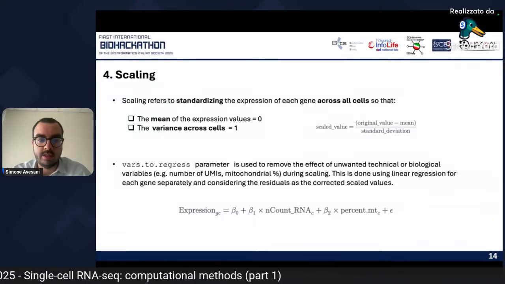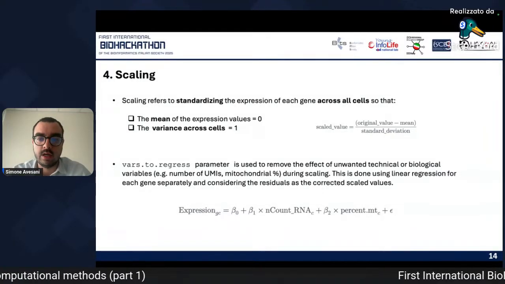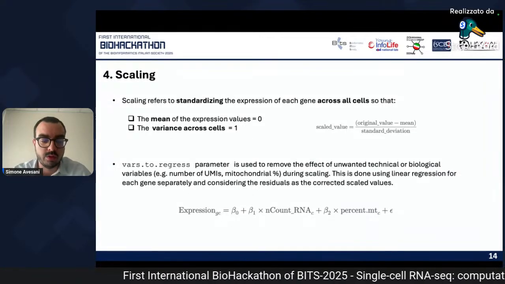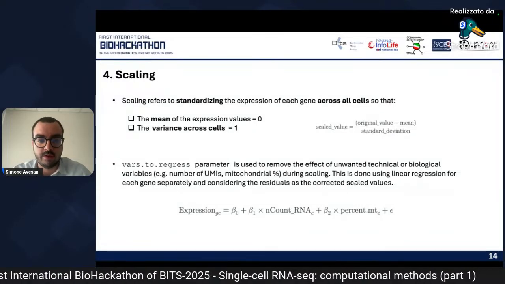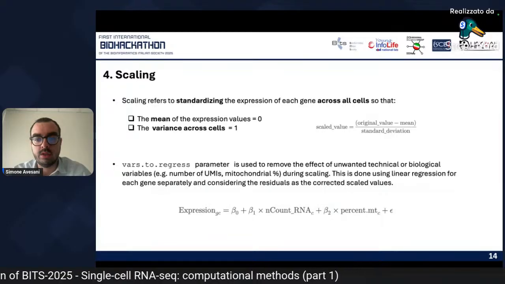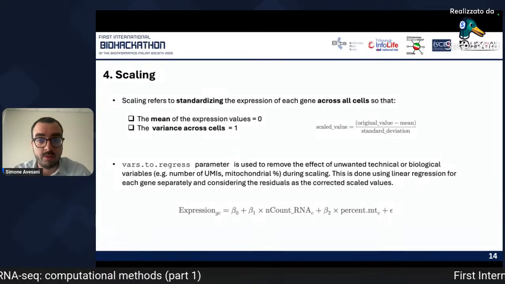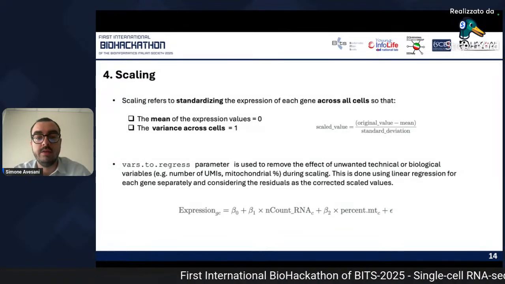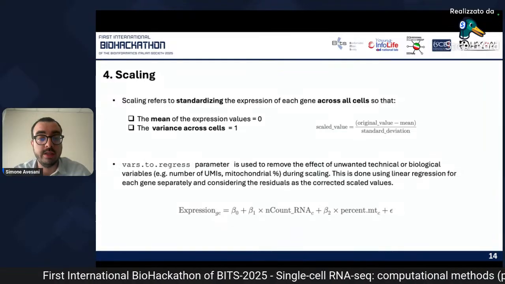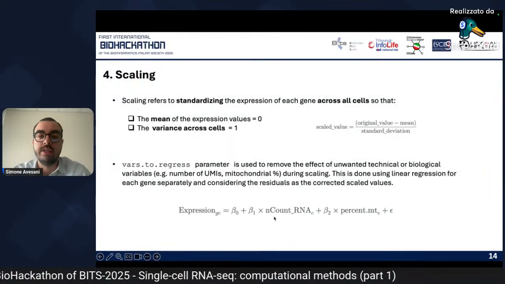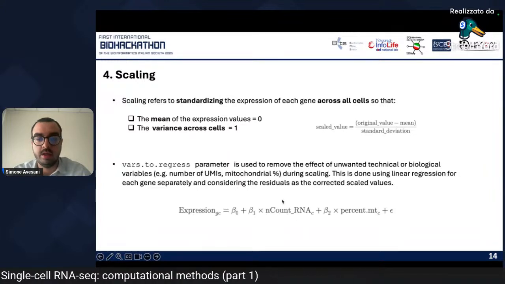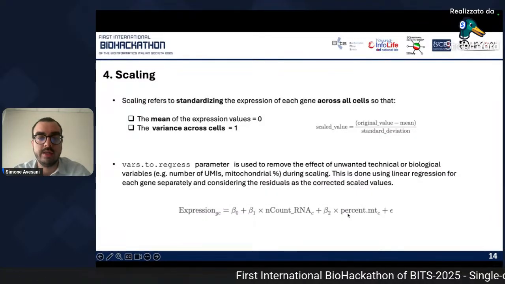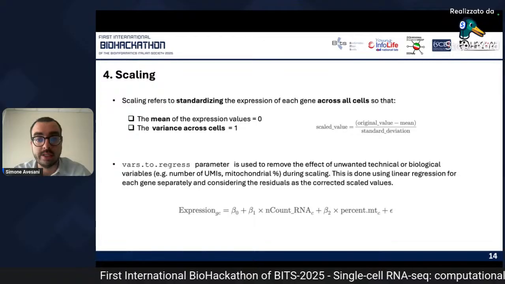So the idea is that with this approach, we can fit a linear regression model that will consider the variables that we want to regress out as covariates of the model. And at the end, we estimate the residuals of our model, and these residuals should represent the new data after we have removed the variability and the noise that was determined by specific variables. For example, in this very simple example, we include here nCount_RNA and mitochondrial percentage as covariates, as something that we want to regress out from our data.